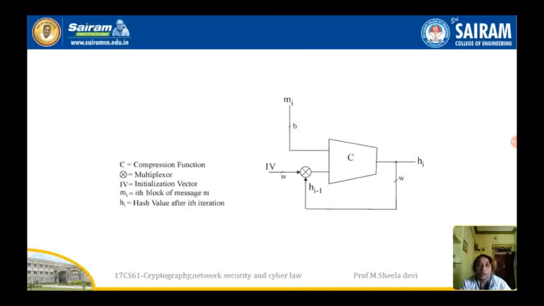The two inputs are the message and the initialization vector. Whatever output we get for the first iteration will be one of the inputs to the second iteration. Instead of the initialization vector, the output of the previous iteration will be one of the inputs to the compression box from the second iteration. So like this it will work.